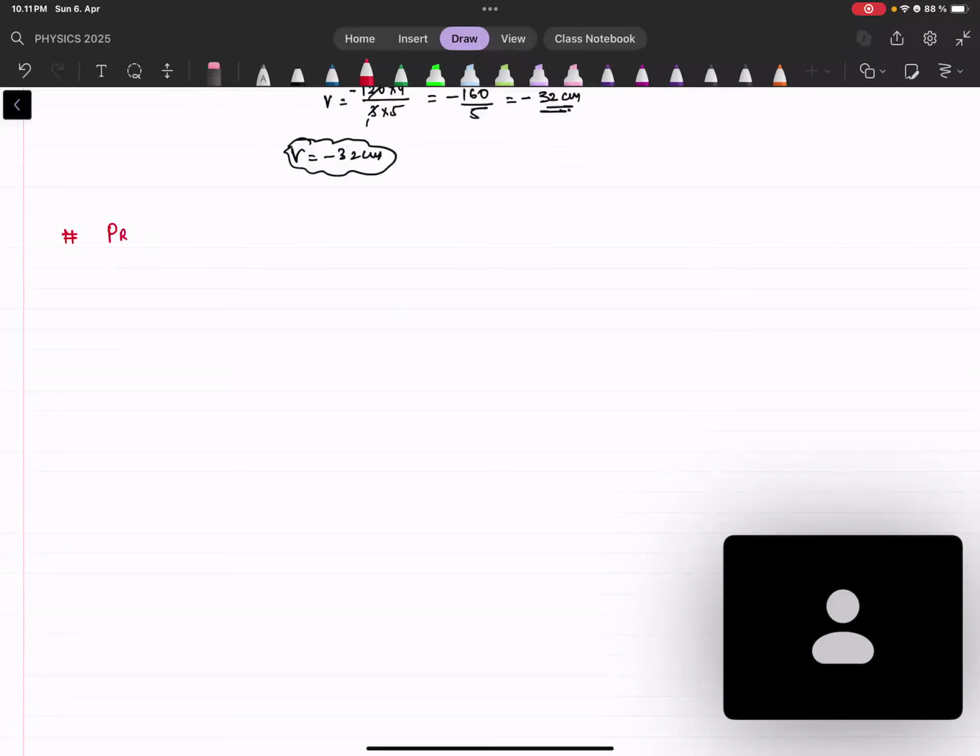What is the next heading, beta? Prism. Okay. What is a prism, beta? It is nothing but two plane surfaces inclined at a certain angle.